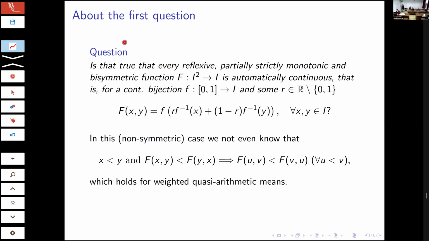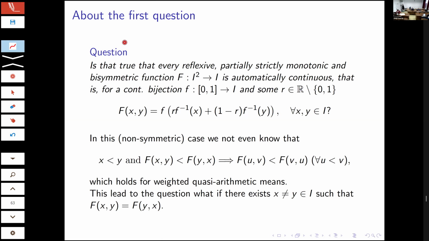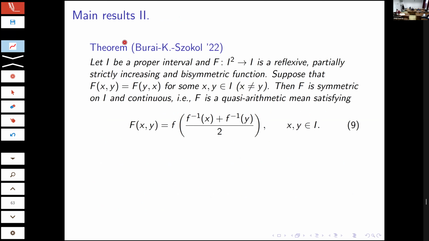So if we have this type of thing, I really expect that if you have two elements x smaller than y, and for instance this one is true, so no symmetry, then for all u smaller than v this property inherits, because this has this property. But I was not able to prove it. But this leads to a question. What if we have at least one point, one pair of points where we have symmetry? What does this imply? And I will just tell finally, this will be the end.